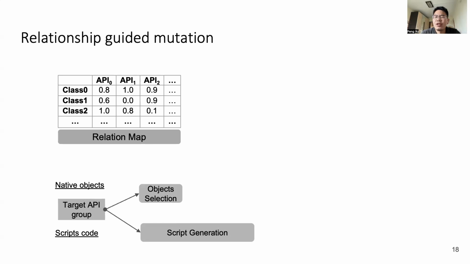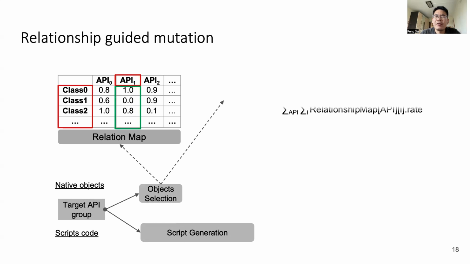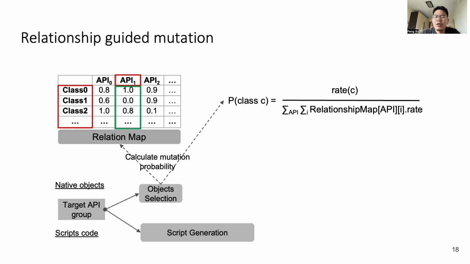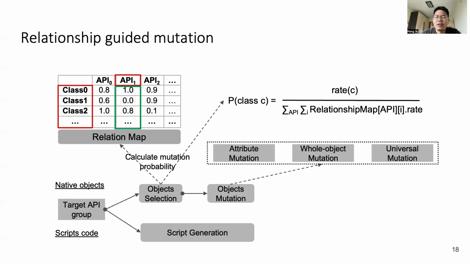Specifically, we refer to the relation map and design an algorithm to calculate the mutation probability for each object in the seed sample. In general, the mutation probability is positively correlated with the strength of the relationship. Then we select some objects with mutation probability and mutate selected objects in three mutation strategies. Finally, we synthesize the mutated samples and script code together and produce a final input. So let's walk over our solution.